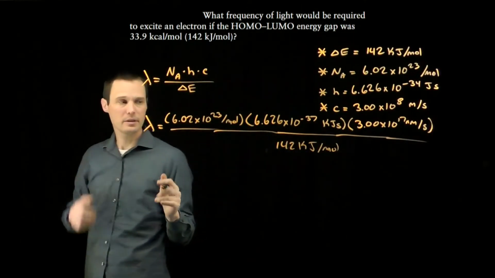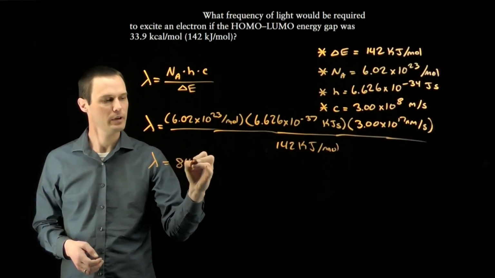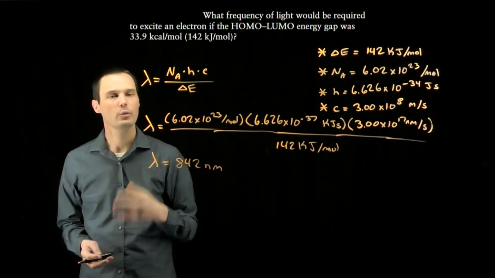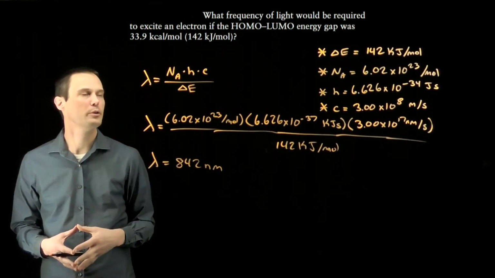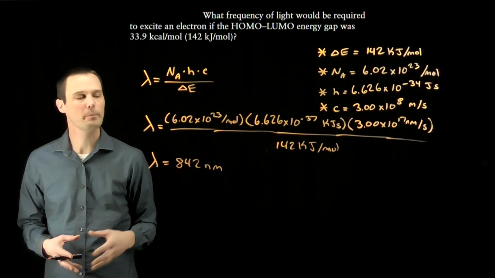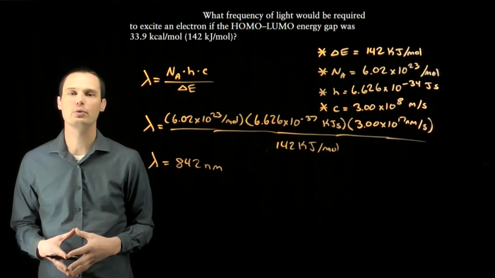When we calculate this equation through, that will give us our lambda value, and our lambda value is equal to 842 nanometers. So we need approximately 840 nanometer light to excite an electron if the HOMO-LUMO gap is 142 kilojoules per mole. 842 nanometer light is in the infrared region, so we would need infrared light to excite this electron.